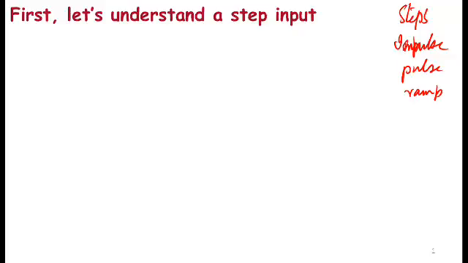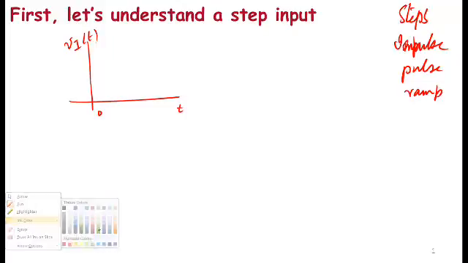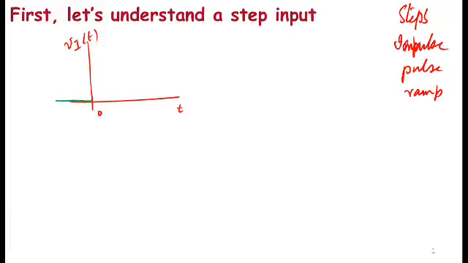So a unit step is simply this. Here's my time, here's 0, and let's say I have some input vi of t. If that input has a signal which is 0 for some time, and then at 0 that signal goes to some DC value, and in this case it is a 1, we call that a step input. I can write that as vi of t is equal to u of t. u of t is our standard notation for a step input.